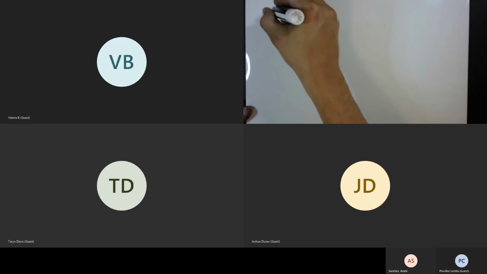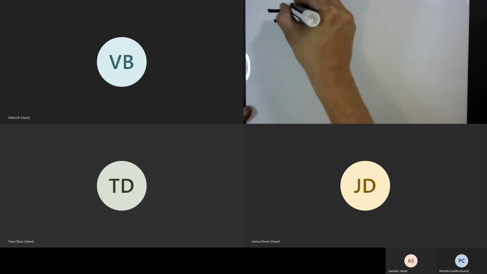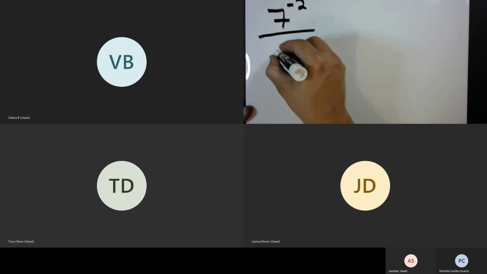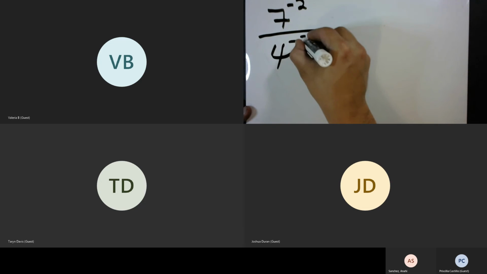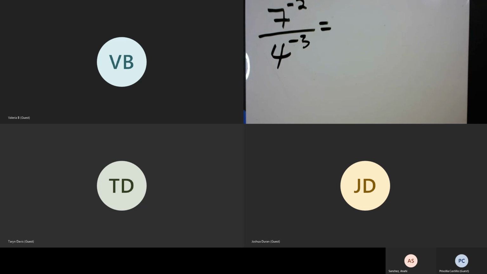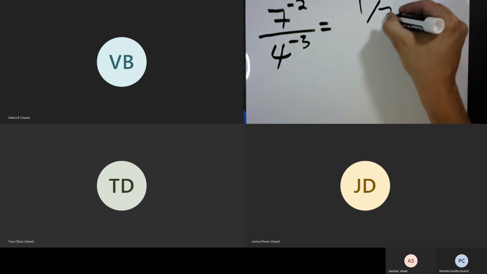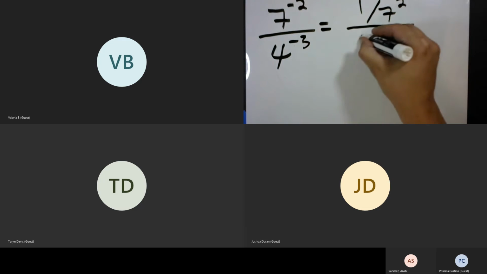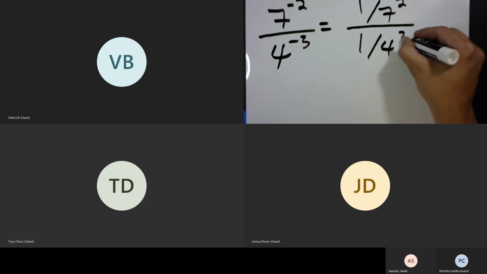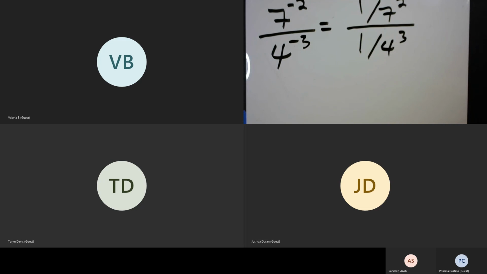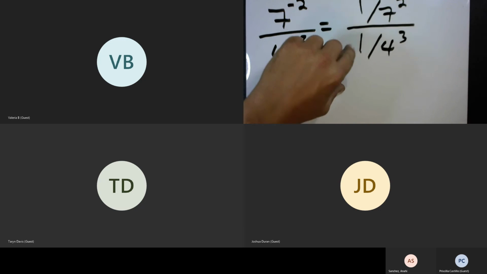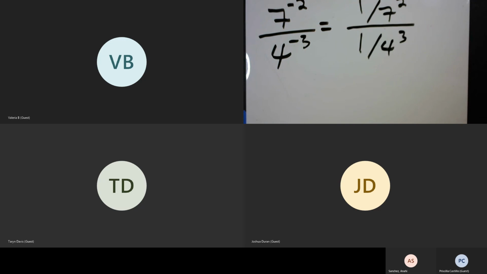So for example, let's say we have this. What we want to do is we always want to rewrite these with positive exponents instead of negative. So this will be 1 over 7 squared. This will be 1 over 4 cubed. So we're dividing 1 over 7 squared by 1 over 4 cubed. We can treat these like fractions because they are fractions.